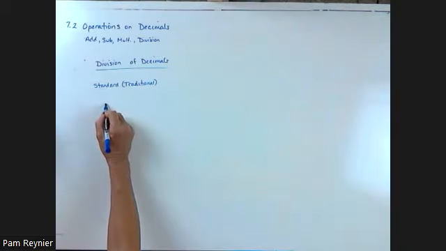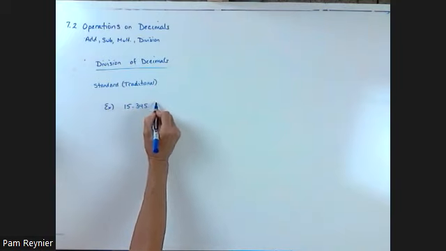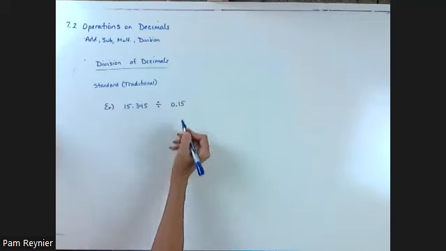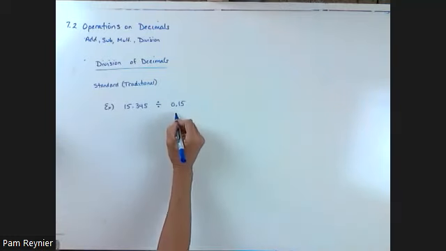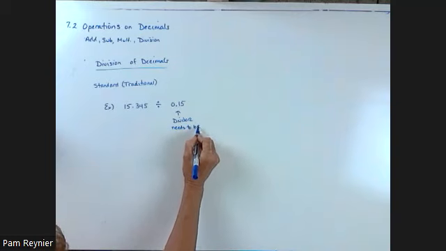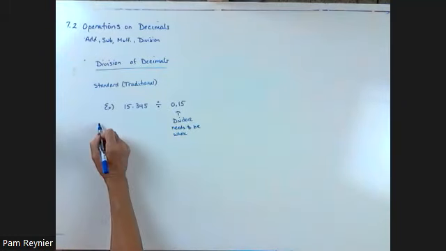So for example, if I give you 15 and 345 thousandths divided by 15 hundredths. Well, one of the things we can do is make sure that that divisor needs to be whole. So in order to do that, I could write it this way. Maybe this will be easier. 15.345.